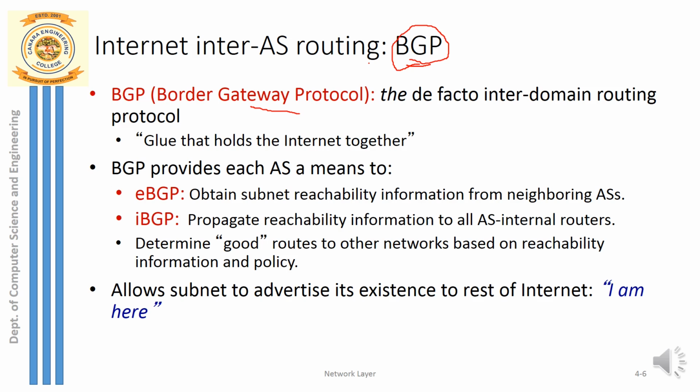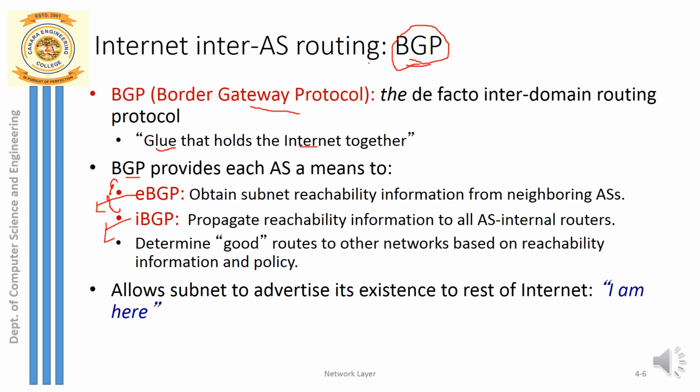So you can call this as a glue that holds two autonomous systems, or you can say that holds the internet together. In BGP again we have two sessions or two types. One is eBGP, the other one is iBGP. So what is this eBGP? External BGP. iBGP is internal BGP.